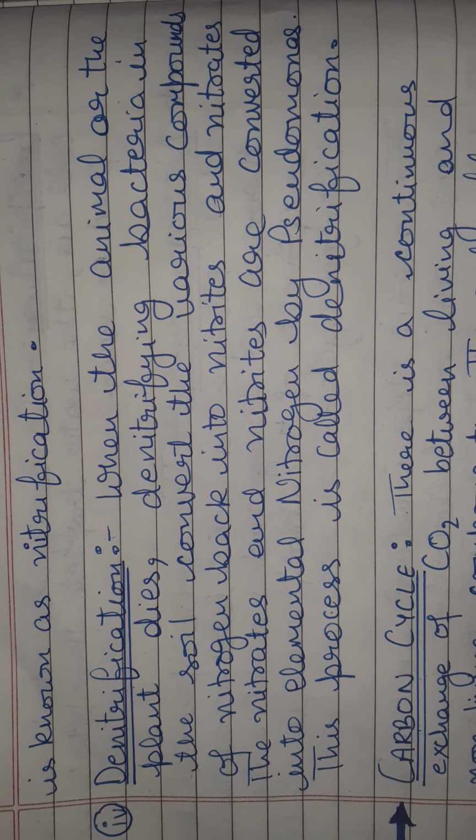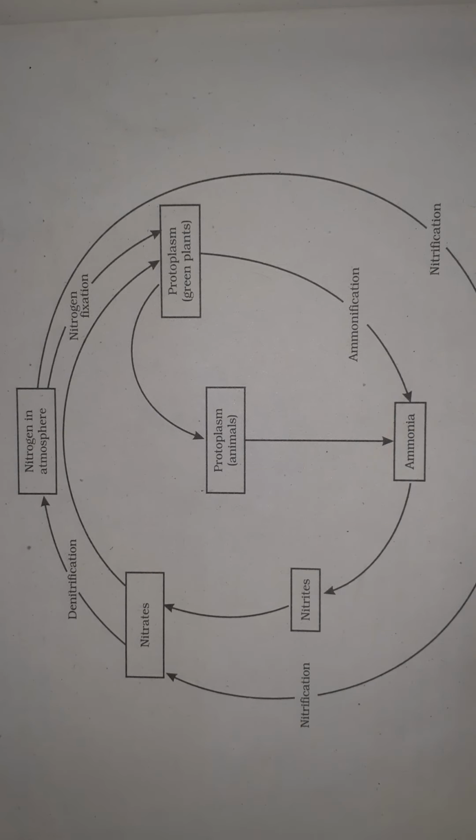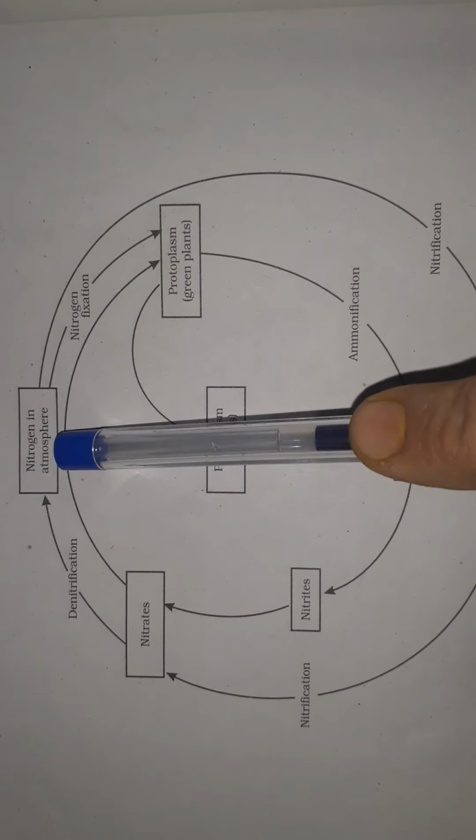Now, I'll show you the diagram of nitrogen cycle. This is the diagrammatic representation of the nitrogen cycle. It is given in your NCERT books on page number 198. Now, we are starting from here.